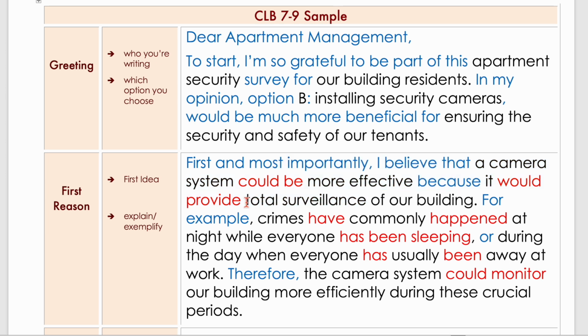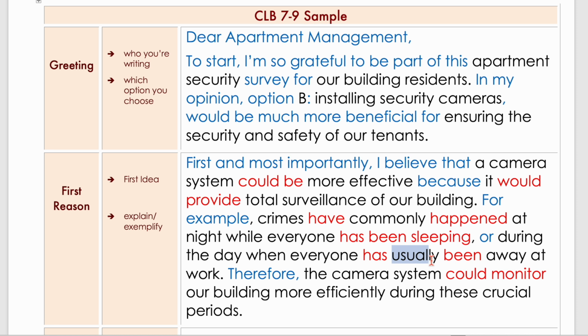And what does total surveillance mean? Well, we're saying that crimes have usually happened during these times at night and when people are away at work. And therefore, or so, the camera system could monitor our building more efficiently during these crucial times. I like the more efficiently. More efficiently, adverb use, okay? Adverb use. Commonly, usually.